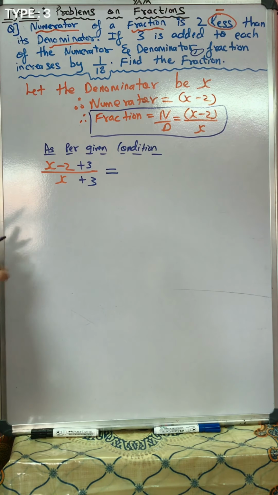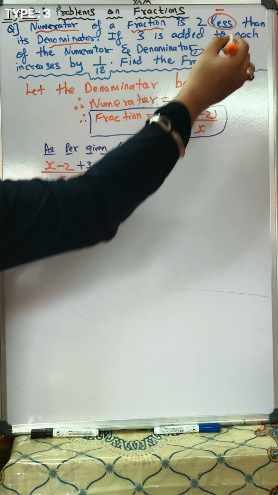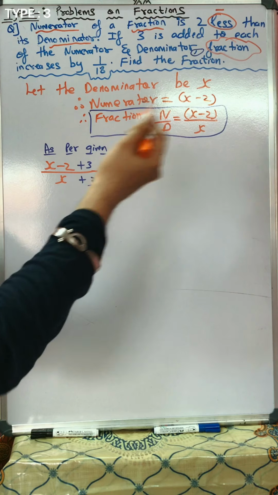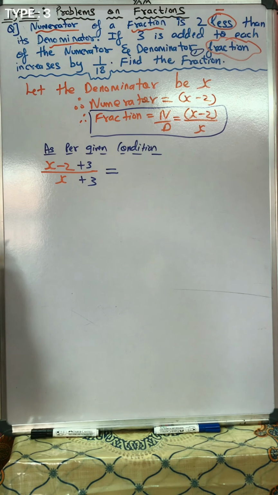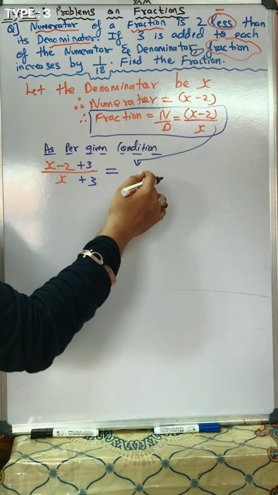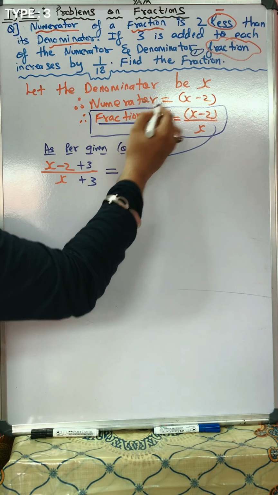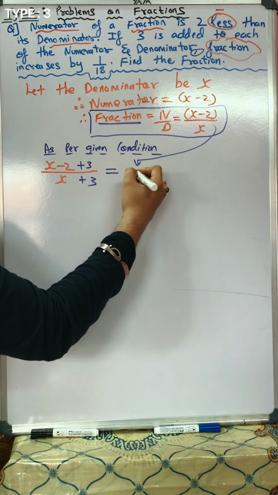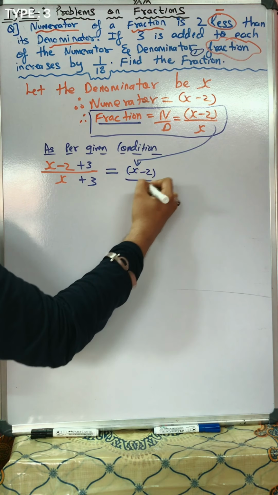Fraction. Now pay attention. I want everyone to see this orange color marker. Then the fraction. What is your fraction? Students, tell me, what is your fraction? Your fraction is this. I'll read the other thing afterwards. So my fraction is x minus 2 upon x.